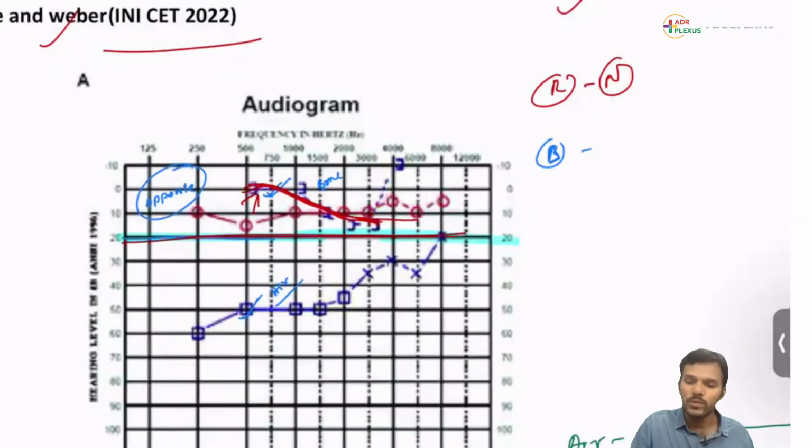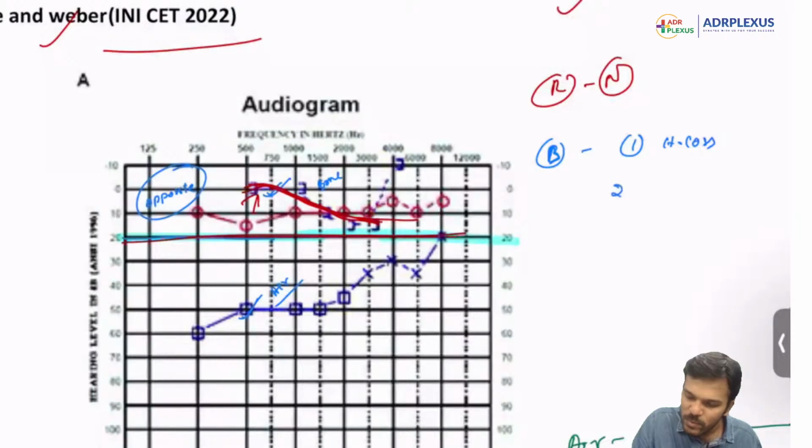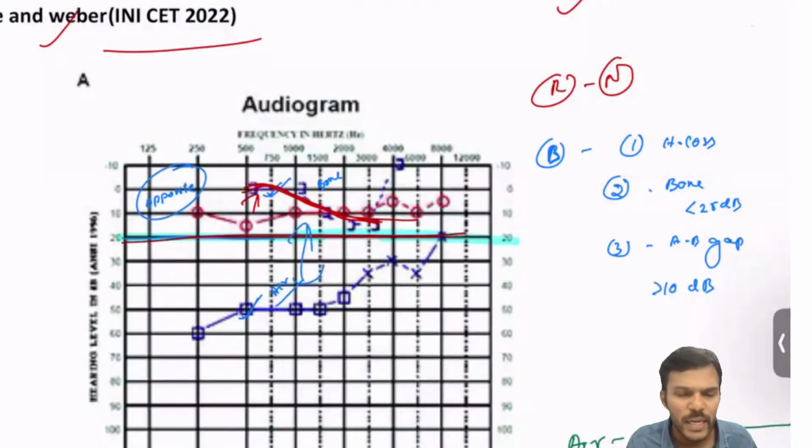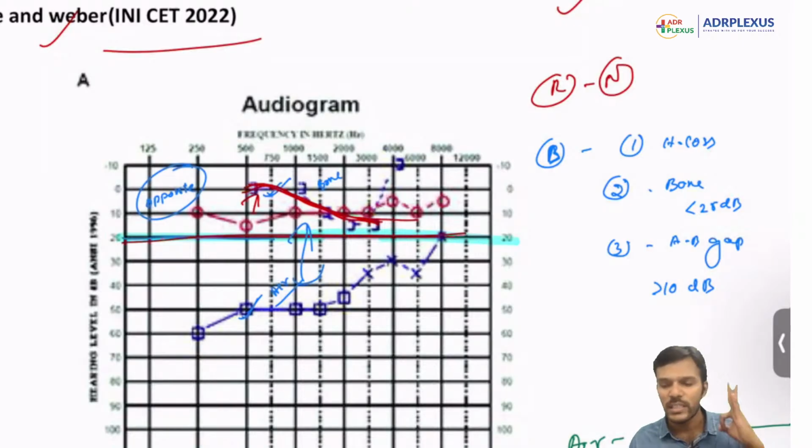Please answer. 3 thumb rules. Thumb rule number 1, hearing loss is present. Thumb rule number 2, bone conduction curve less than 25 decibel, no SNH loss. Thumb rule number 3, A-B gap more than 10 decibel. So what picture are we getting from this particular audiogram that is given in the question? Please answer. So here I am quoting a question which is having an audiogram. Hearing loss is present. Bone conduction curve is normal. Air-bone gap more than 10 decibel. What sort of hearing loss is this? Please answer.